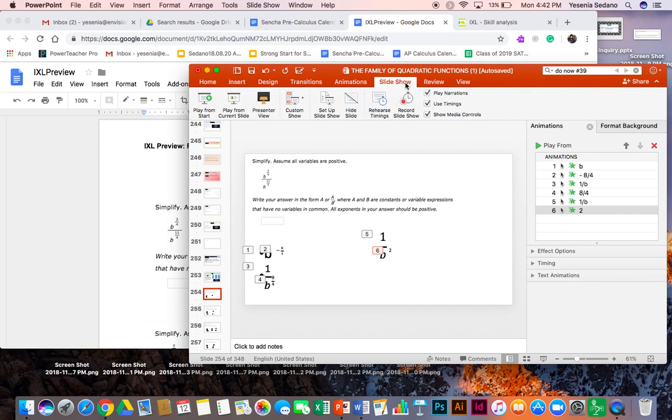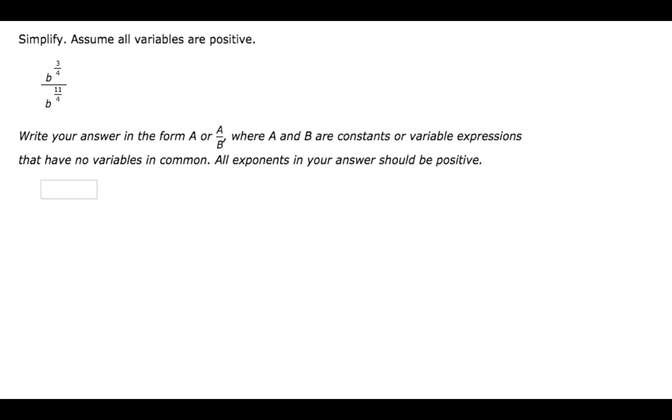Today's main focus will be to review exponential rules, specifically when you're dividing two exponential expressions that have the same base and what to do there. So here's what we do. When you are dividing two exponential expressions with the same base, you subtract the top exponent from the bottom exponent. Because the denominators are the same, they're both over 4, we can just go ahead and subtract the numerators. So 3 minus 11 is negative 8. This is what you should have: negative 8, all over 4.